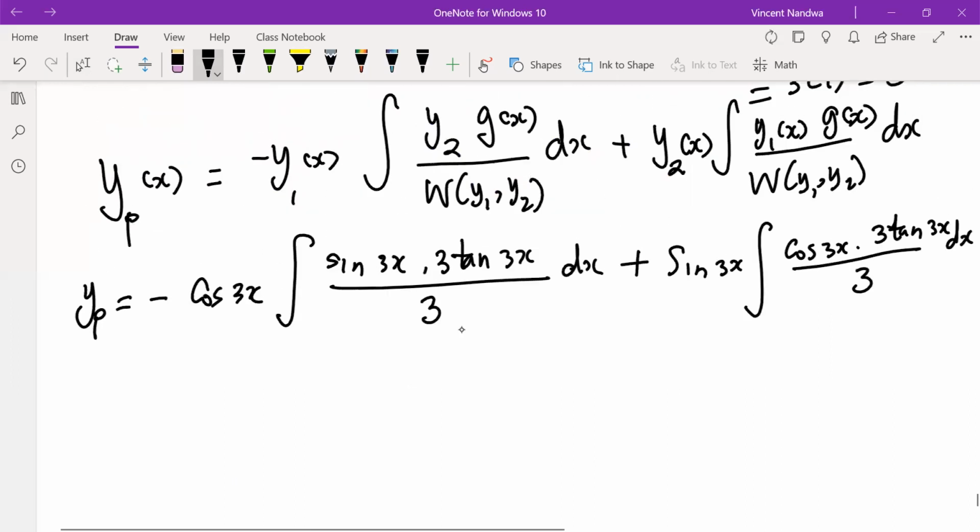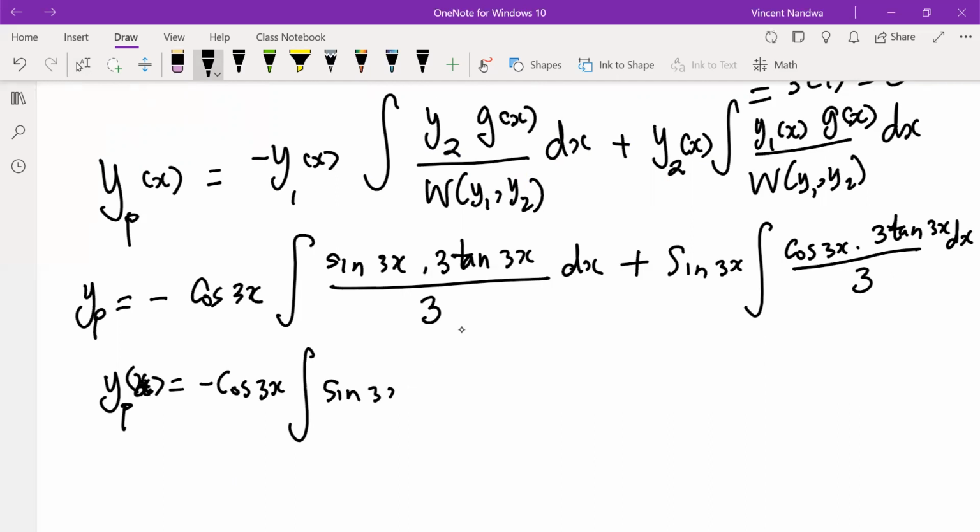So this is the same as yp, or particular solution, is negative cos 3x integral of, so 3 and 3 cancels out, so we have sine 3x tan 3x dx, because this 3 and 3 cancels out, plus sine of 3x. Remember, these are outside the integral sign. Don't pull in sine 3x and cos 3x inside the brackets. It's a product here. So integration is only affecting this part.